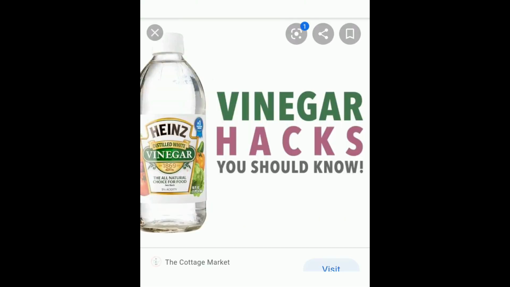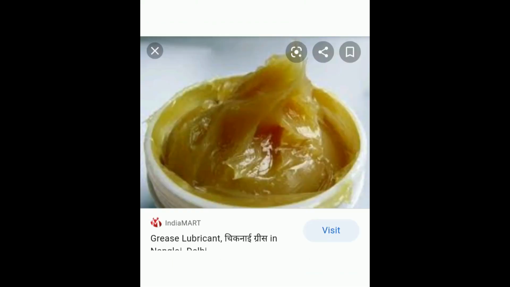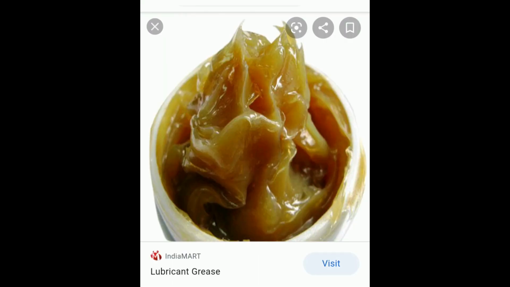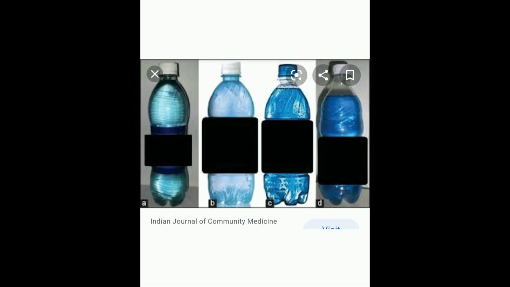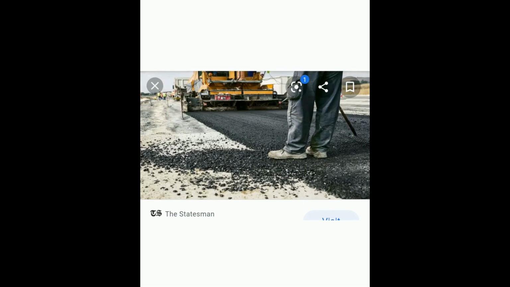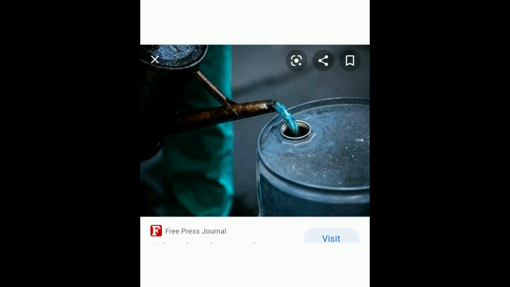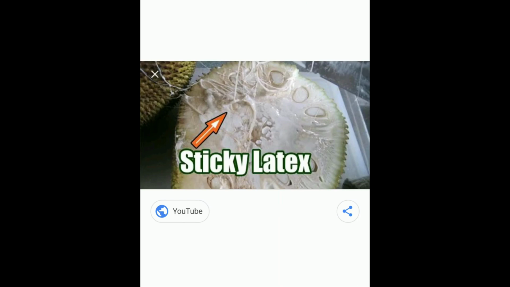Are you familiar with grease? Is it a water soluble substance? It's a lubricant. Grease is a lubricant. Is it water soluble? No, it will not dissolve in water. But it will dissolve in kerosene. And are you familiar with tar? Which solvent can dissolve these substances? Vinegar and kerosene are used to clean it from our clothes.